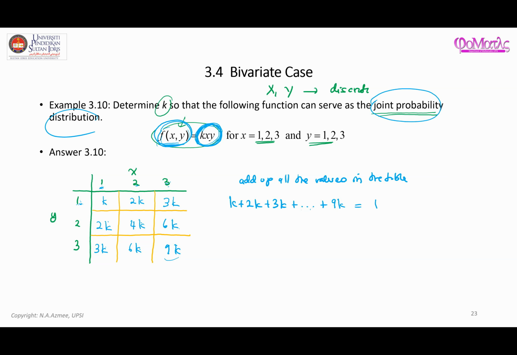So what is on the left hand side? Here we've got 1 plus 2 is 3, 6, 6, 8, 12, 18, 21, 27, 36. So we've got 36k equal to 1, therefore k is 1 over 36. Clearly, if k is 1 over 36, all the values here are definitely going to be greater than or equal to 0. So that's the value of k so that this function can be the joint probability distribution.